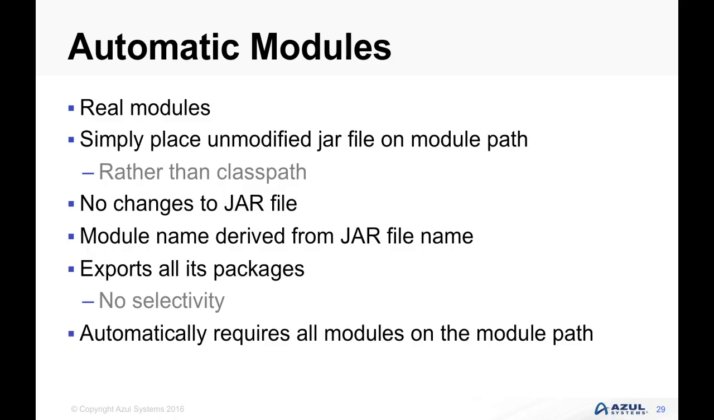If there's no module-info.class file in there, it will be treated as if it was a module, where the name of the module will be derived from the name of the jar file. All of the packages in there will be exported and made available publicly, and it will depend on all the other modules in the module path. So it allows you to migrate your jar files from the class path to the module path in an easy way.